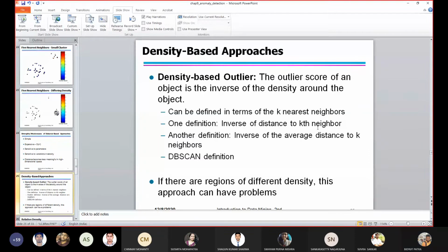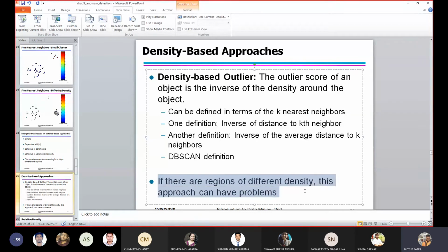Okay. Another definition can be the inverse of the average distance to the k nearest neighbors. Instead of taking only the kth neighbor, you can take the average k nearest neighbor distance. Okay. And then you can follow this and identify the outlier point. But there is a problem if there are regions with different densities; this approach can have problems. As I said, if you take the k nearest neighbor, the main problem is how to fix the value of k in case of unsupervised learning.